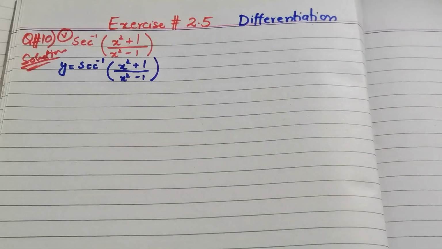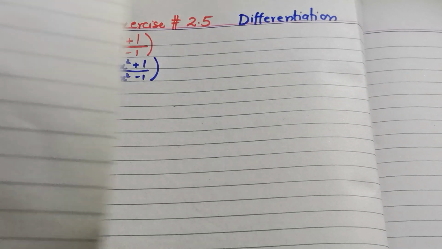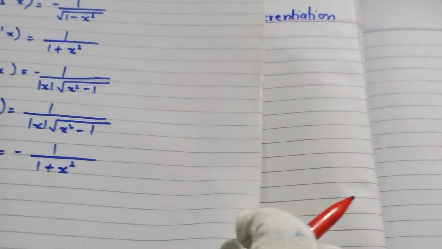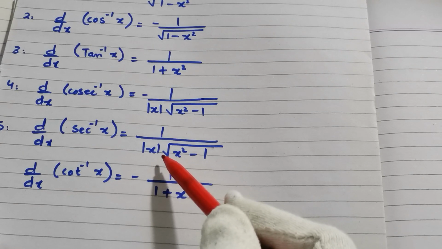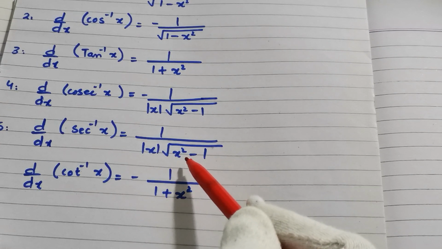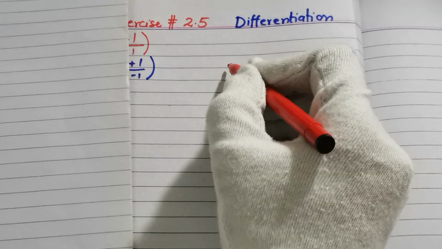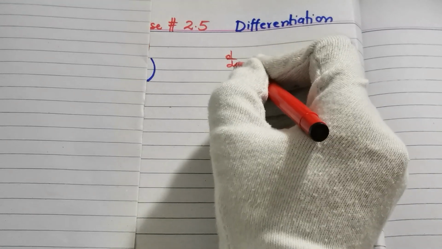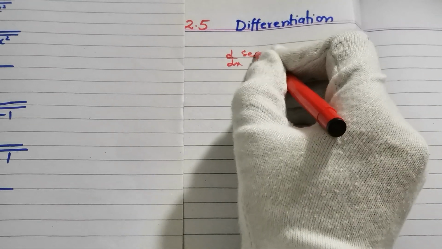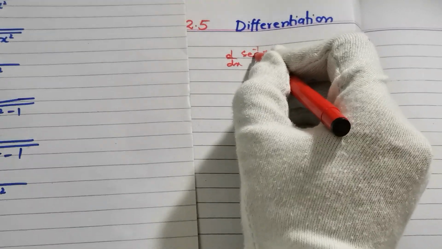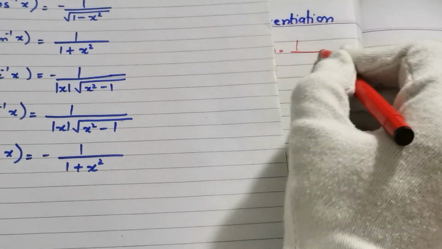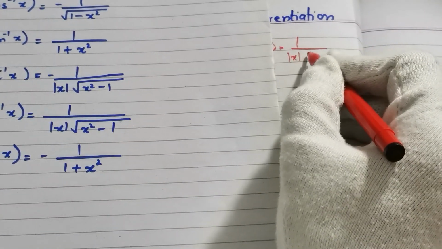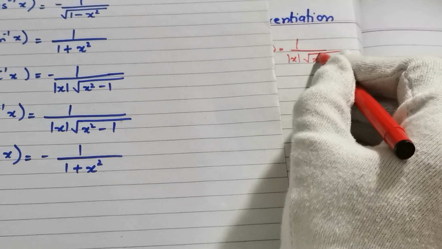As we know, the derivative of secant inverse of x is equal to 1 by mod of x into under root x square minus 1. Derivative of secant inverse of x is equal to 1 by mod of x under root x square minus 1.